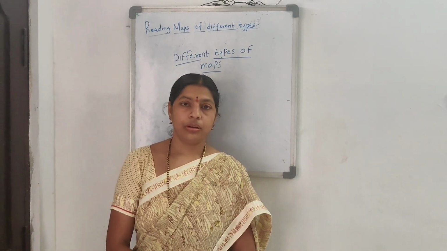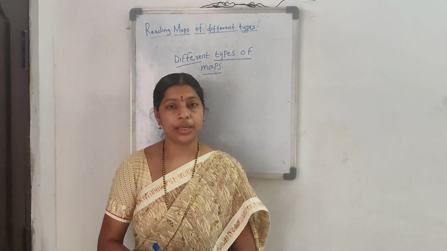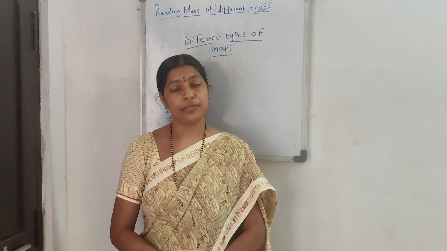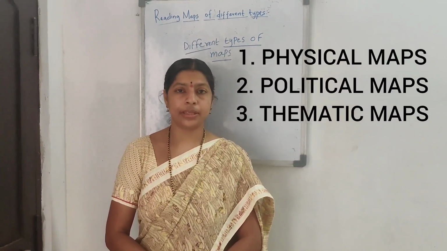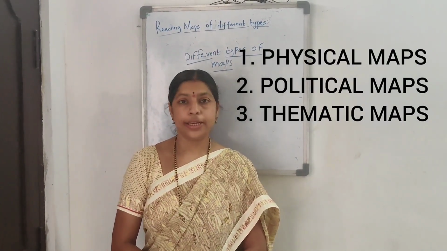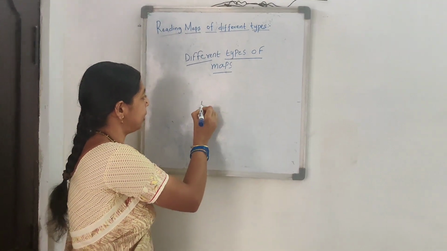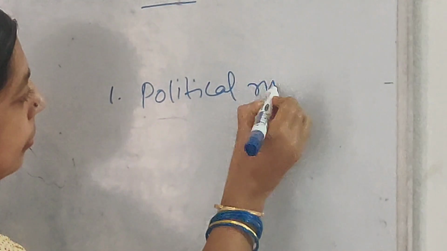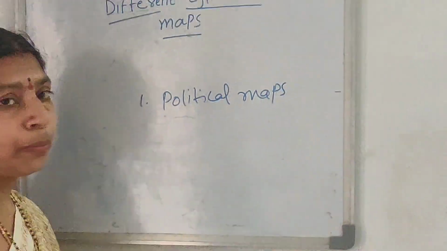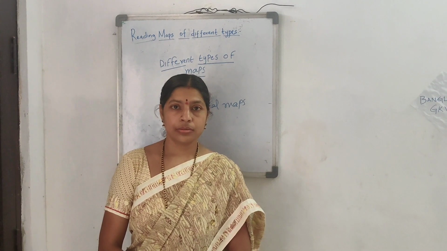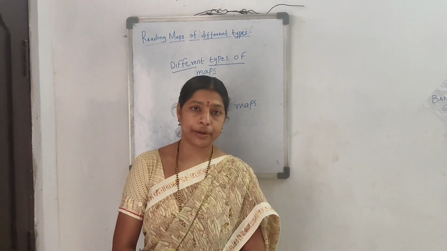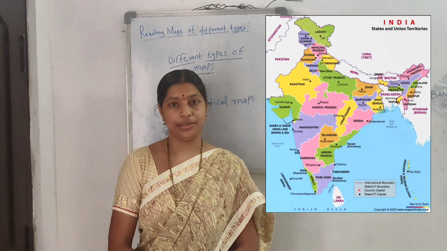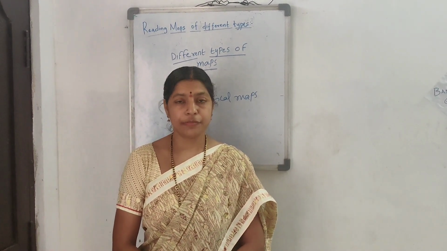You might have already seen most of the maps in an atlas. Maps are of different types, mainly physical maps, political maps and thematic maps. First of all, political maps. A political map shows major cities, country capitals and political boundaries including state and national boundaries. And the second one is physical maps.